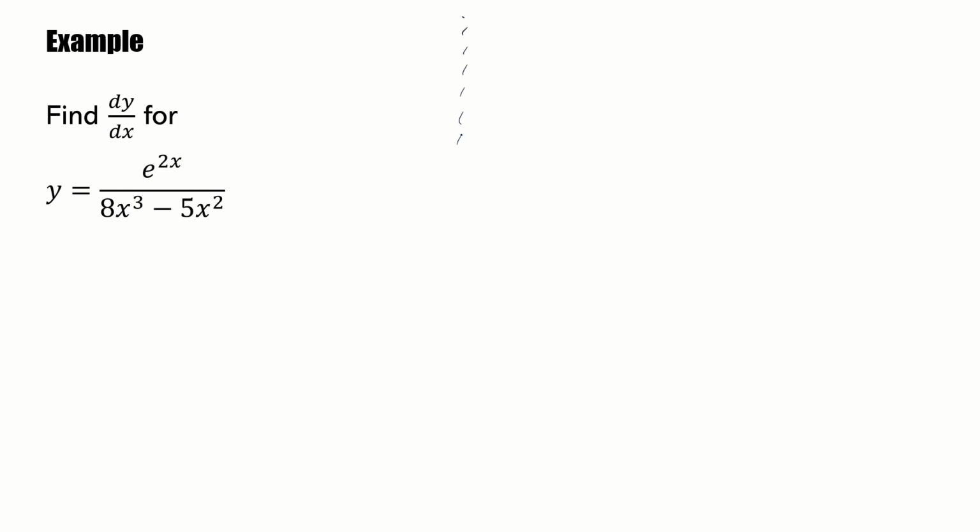So for this first one, for instance, all you've got to do is first identify what your numerator is. That's your f of x. So in this case, that's our e to the 2x. Identify what your g of x is. That will always be the denominator. And then it's just a case of getting on with it.